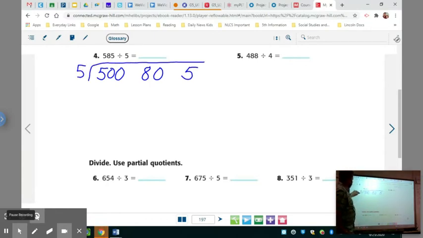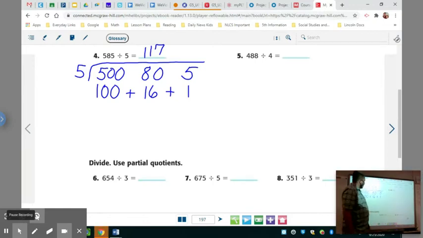5. Okay. Now, Holly, how many times does 5 go into 500? How many times does 5 go into 80? 16. Good job. 16 times. And then that's just 1. And then we add those up. What do you get? 117, everybody got that? I think it makes that kind of easy to divide. It almost makes it easier than the standard long division, in a way.